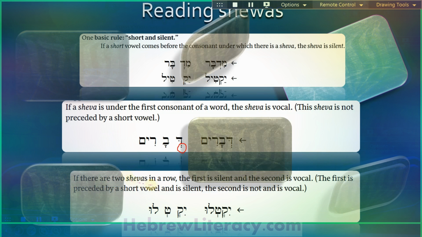If there are two schwas in a row, the first is silent and the second is vocal. The first is preceded by a short vowel and is silent, and the second is not and is vocal. So for example, two schwas in a row, we split the syllable down the middle. So it's yik telu. Yik telu.